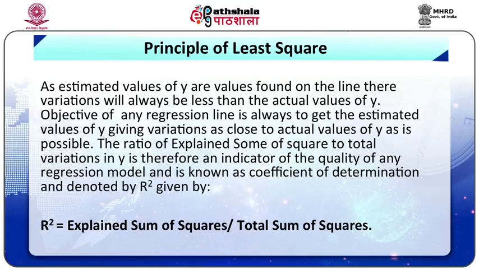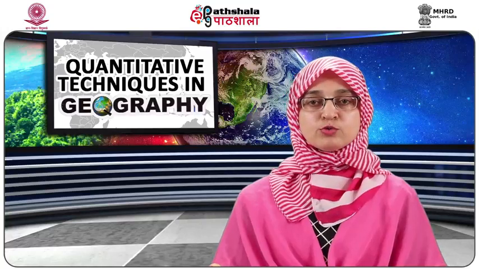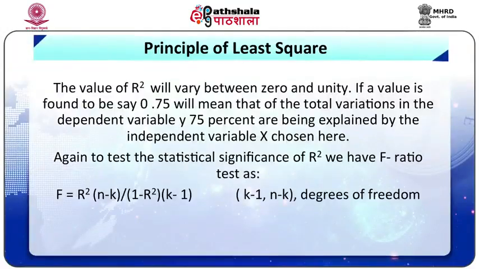The ratio of explained sum of squares to total variations in y is therefore an indicator of the quality of any regression model and is known as the coefficient of determination, denoted by r square, given by r square is equal to explained sum of squares upon total sum of squares. The value of r square will vary between 0 and unity. If a value is found to be, say, 0.75, it will mean that of the total variations in the dependent variable y, 75% are being explained by the independent variable x chosen here.